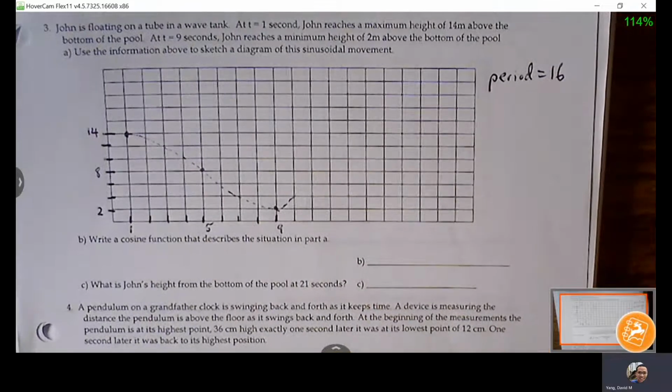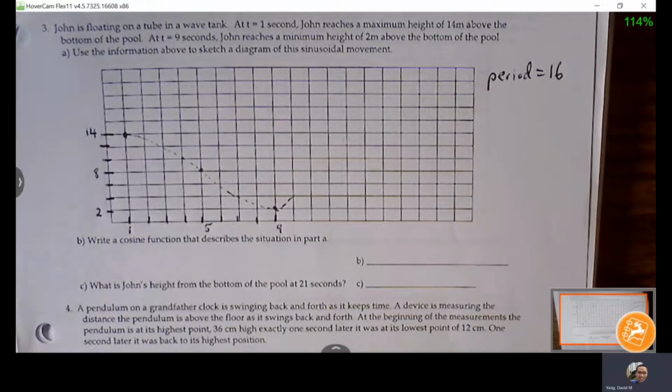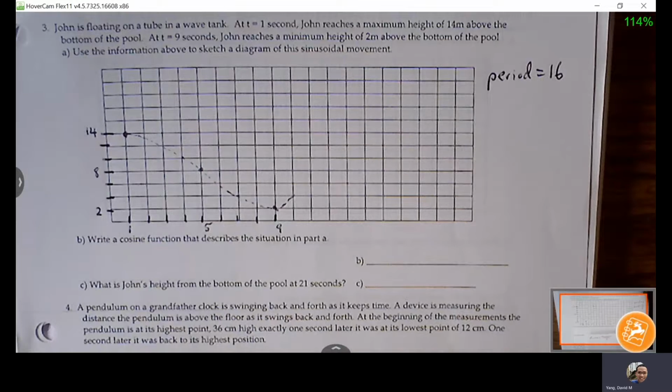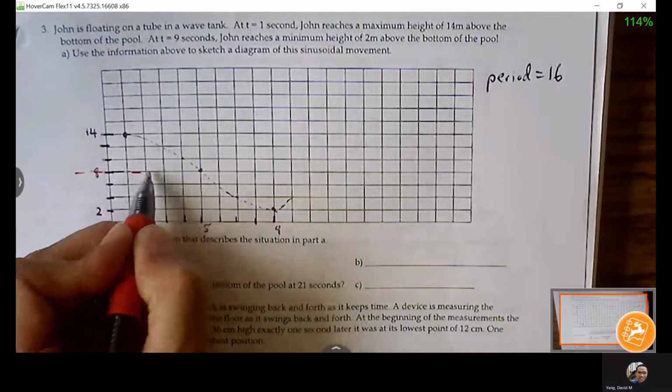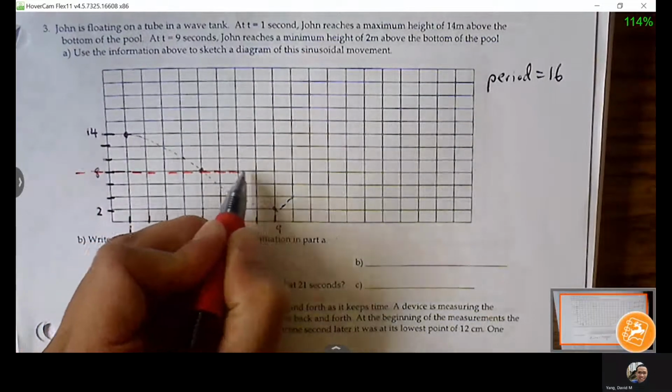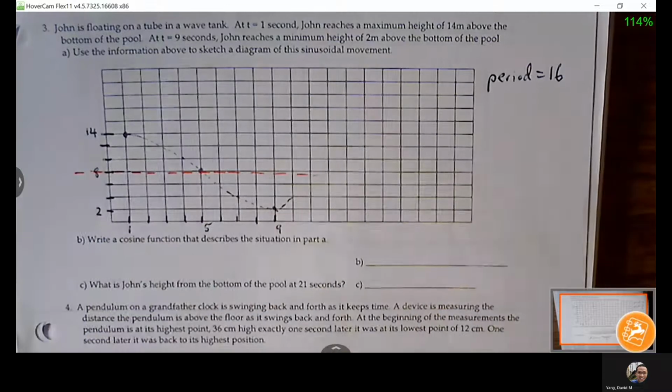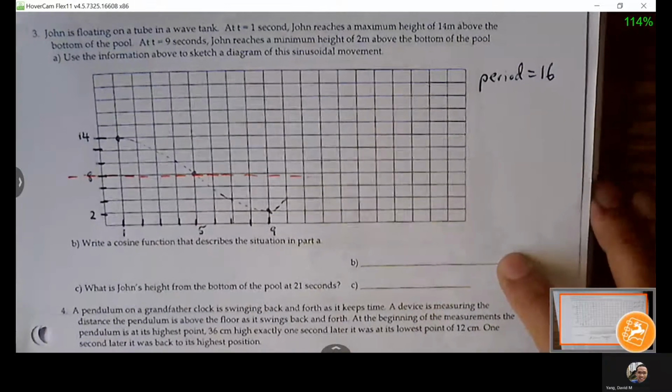Okay, they're asking us to write a cosine function. It's pretty close to a cosine function. It should be an easy shift. Okay, see if you can find your b value and your a value. If you want, you can find the interval.